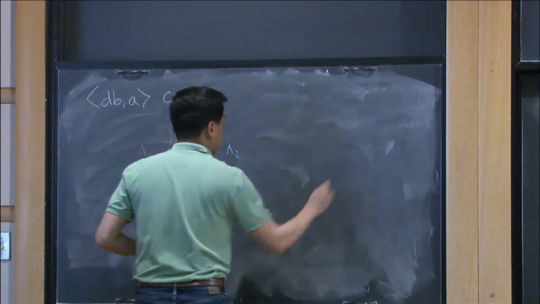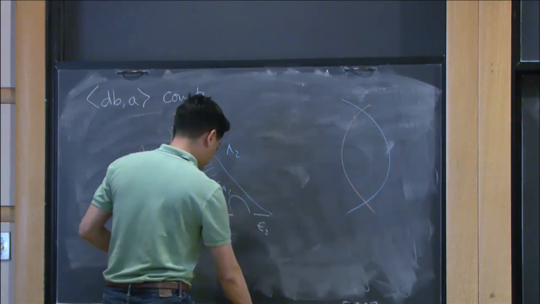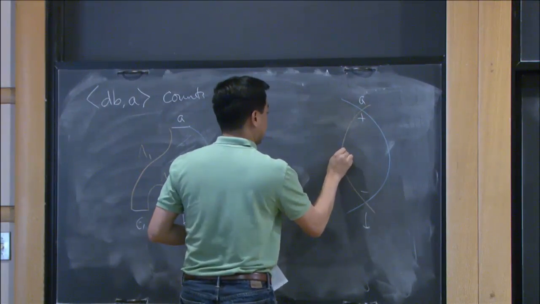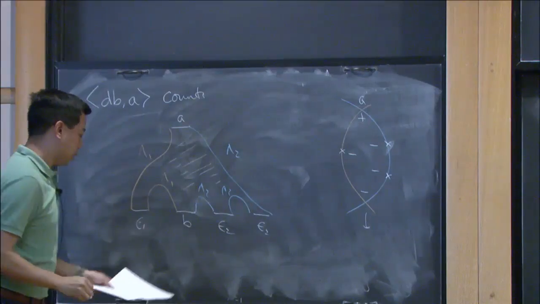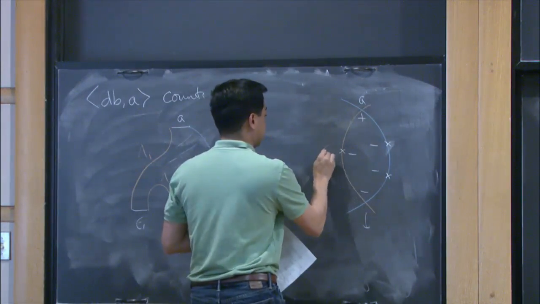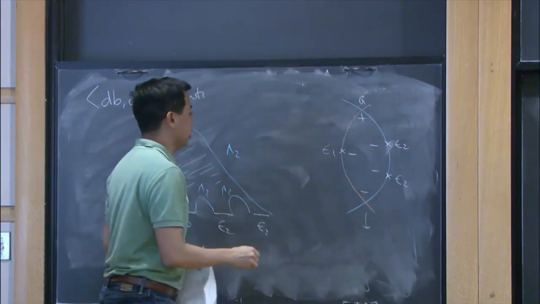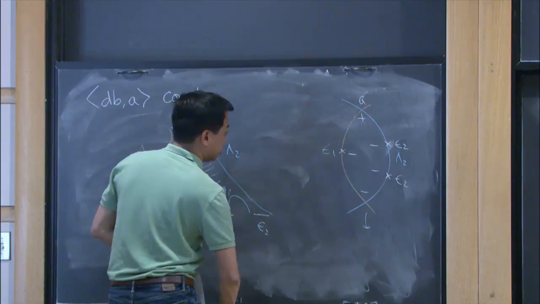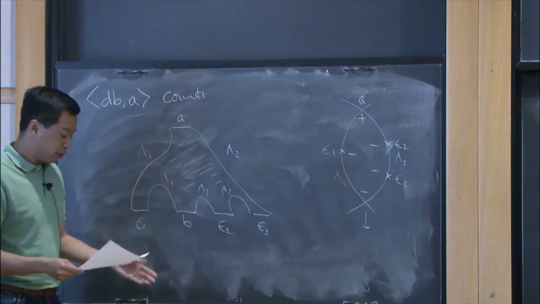Like this. So a, b with a plus and a minus. And then we have some number of punctures, which are minuses on here. The ones on the left get augmented by epsilon 1, and the ones on the right get augmented by epsilon 2. And the colors match up. So this is lying on lambda 2, and this is lying on lambda 1.